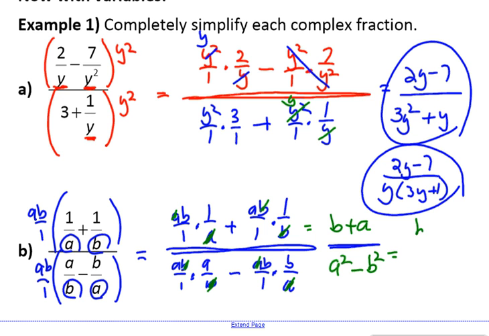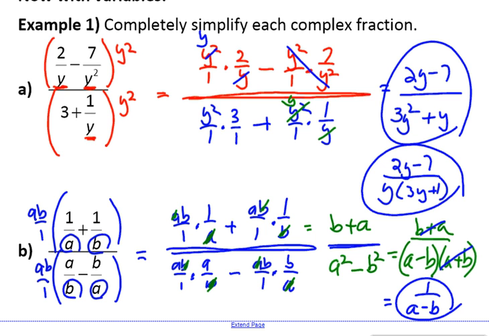Still I have B plus A divided by A minus B, A plus B. And A plus B and B plus A are exactly the same thing. So my answer comes out to be 1 over A minus B, final answer on that one.